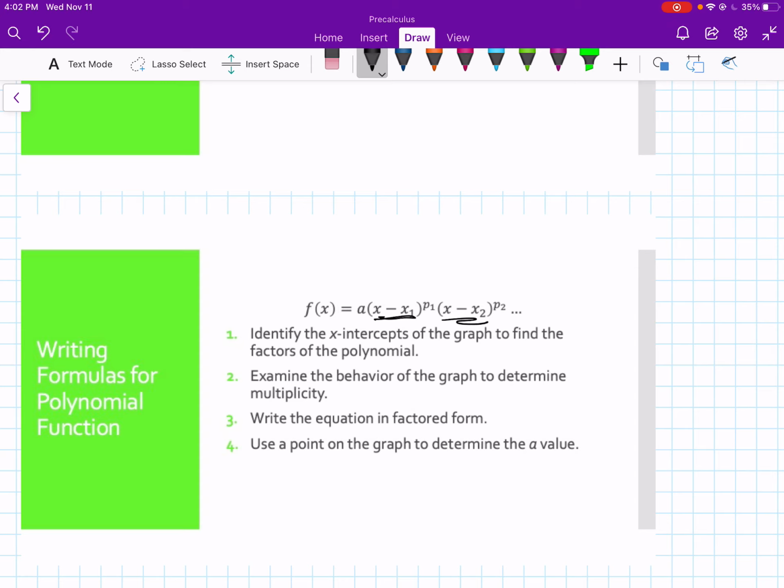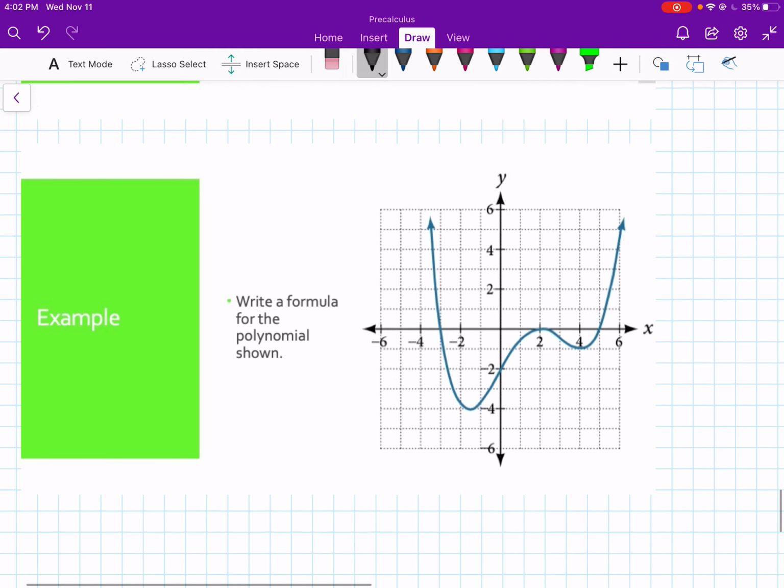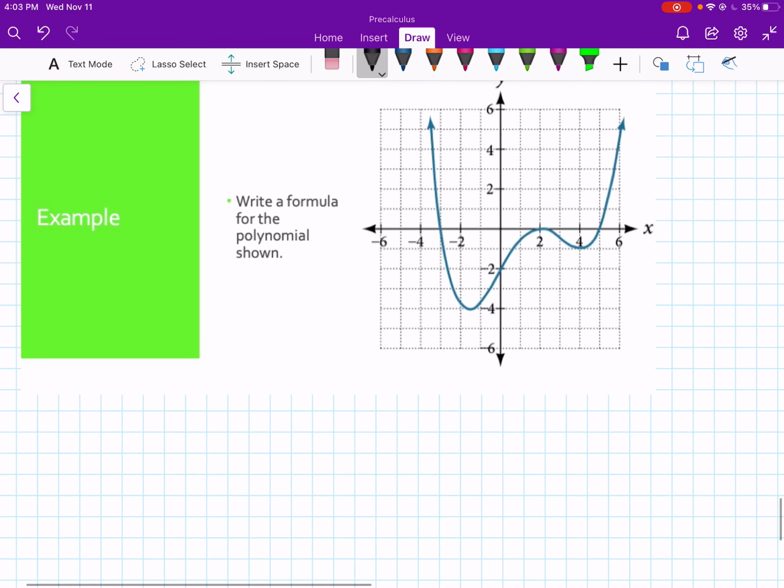Once we have that, we need to find our a value. Very similar to how we did with quadratics, you can find a point. Usually the y-intercept's a very good one to use to determine that a value. So let's write an equation for this polynomial.